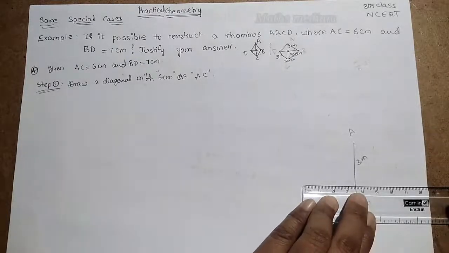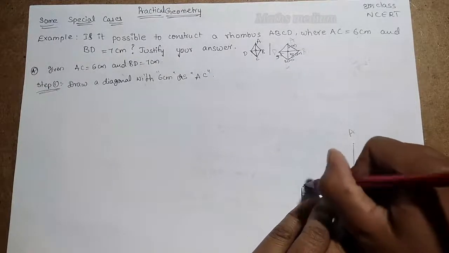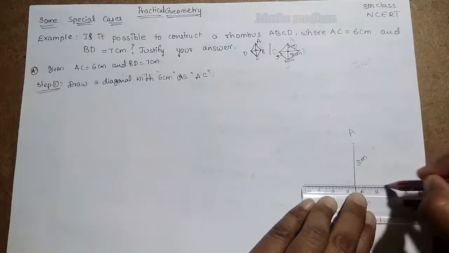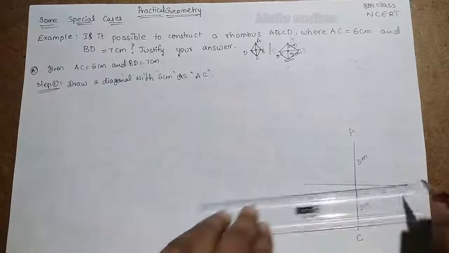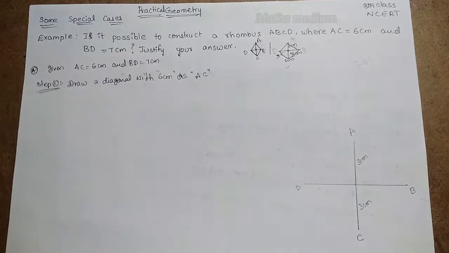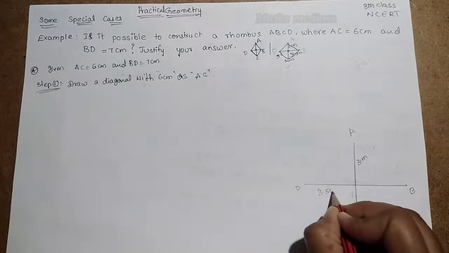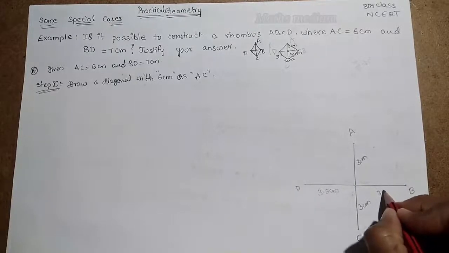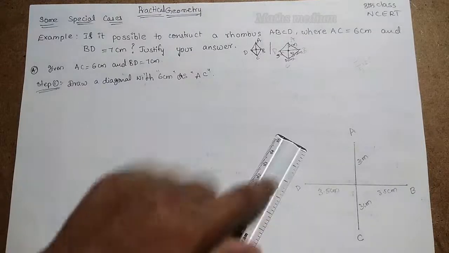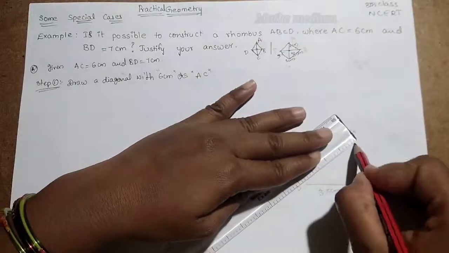Now here we get 0 at one point and 7 at another point. Join these 2 points, named B and D. Now we get 3.5 centimeters on one side and 3.5 centimeters on the other side. Now we have to join all the sides.